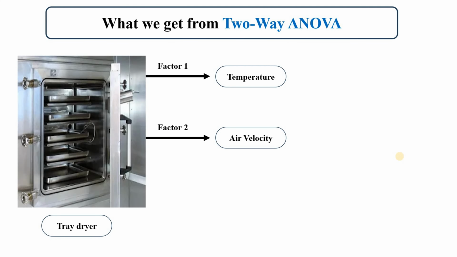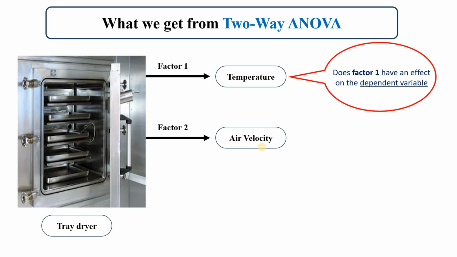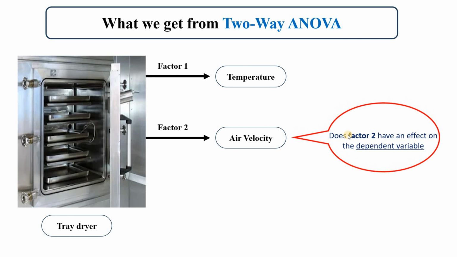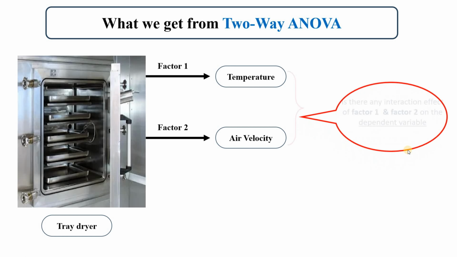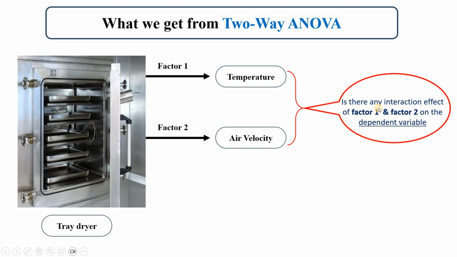So what do we get from two-way ANOVA analysis? Now, if we have drying and two factors, temperature and air velocity, and we perform two-way ANOVA analysis, then we will find out from the data whether factor 1 has an effect on the dependent variable, that is the drying rate, or whether factor 2 has an effect on the dependent variable, or whether there is any interaction effect of factor 1 and 2 on the dependent variable.